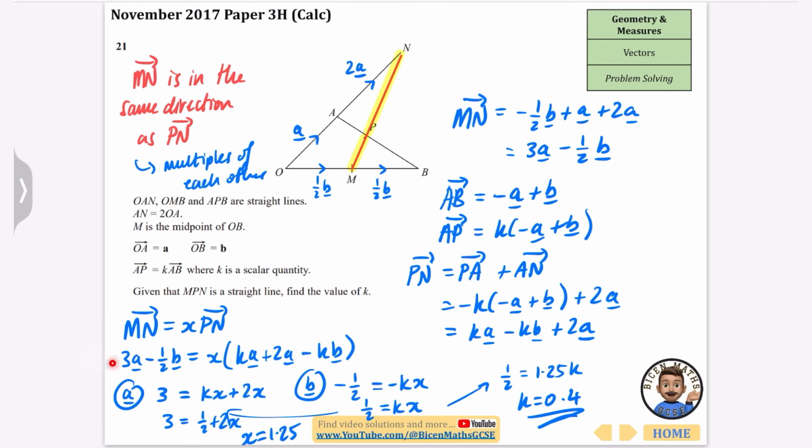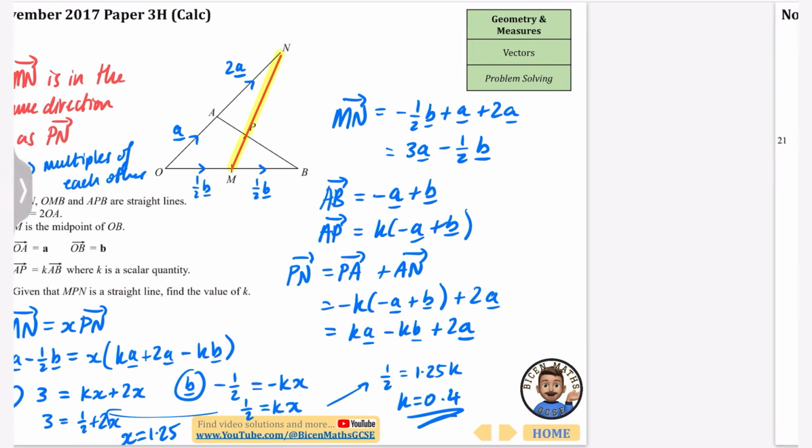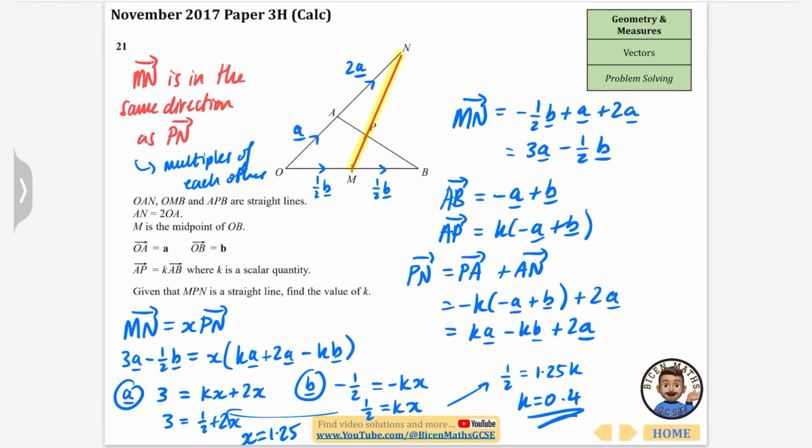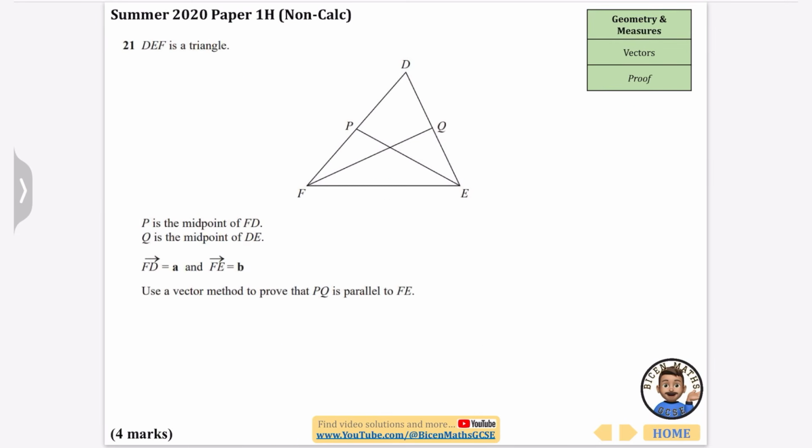I could have put the x on the other side. I think that might have made it a little bit easier, but you can do it either way. And this is me just doing the questions in live time, so you can kind of see the way that I end up with them. We get that k is 2/5, or equivalent. 0.4 is the same as 2/5.